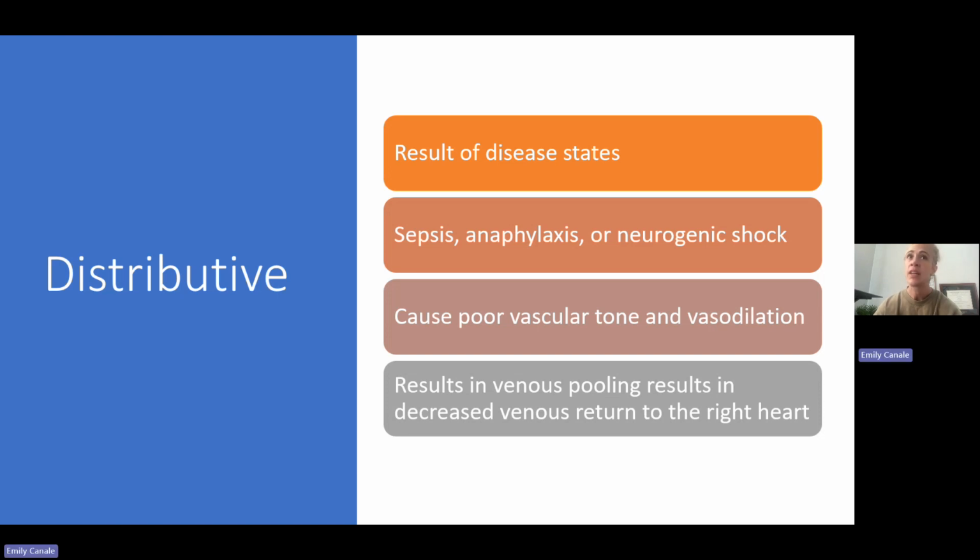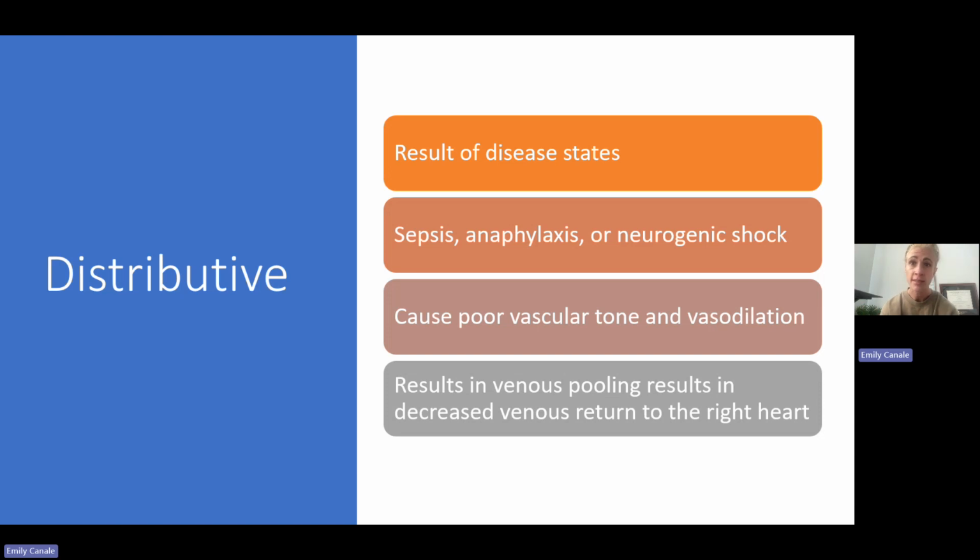The next one's distributive shock, and this encompasses three. So distributive shock includes sepsis, anaphylaxis, or neurogenic shock. But essentially all of these are a result of a disease state that causes really poor vascular tone and vasodilation. So this results in all this venous pooling. So even though you have blood volume, there's a state of relative hypovolemia because we're not getting venous return to the heart. Sepsis is the most common cause of widespread vasodilation and distributive shock.